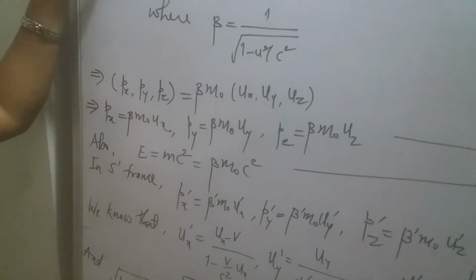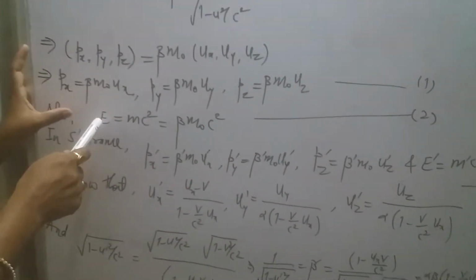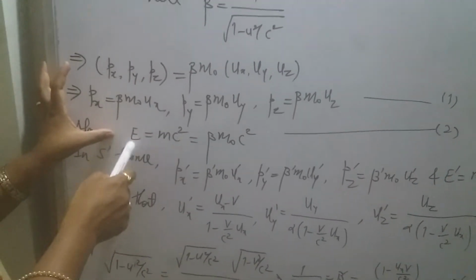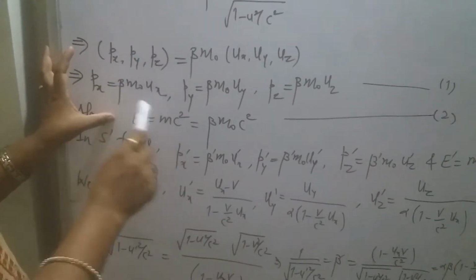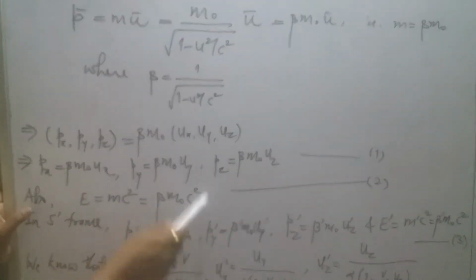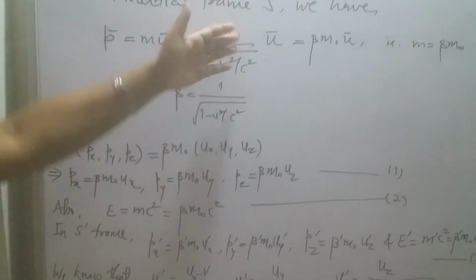Call it as 1. Also we have to derive the energy, that is the total energy of the system. We know from the mass-energy equivalence relation that E equals mc square. Again we have m equal to beta m naught, so we write E equal to beta m naught into c square. Let us call this as 2. Now this is the position in the frame capital S.